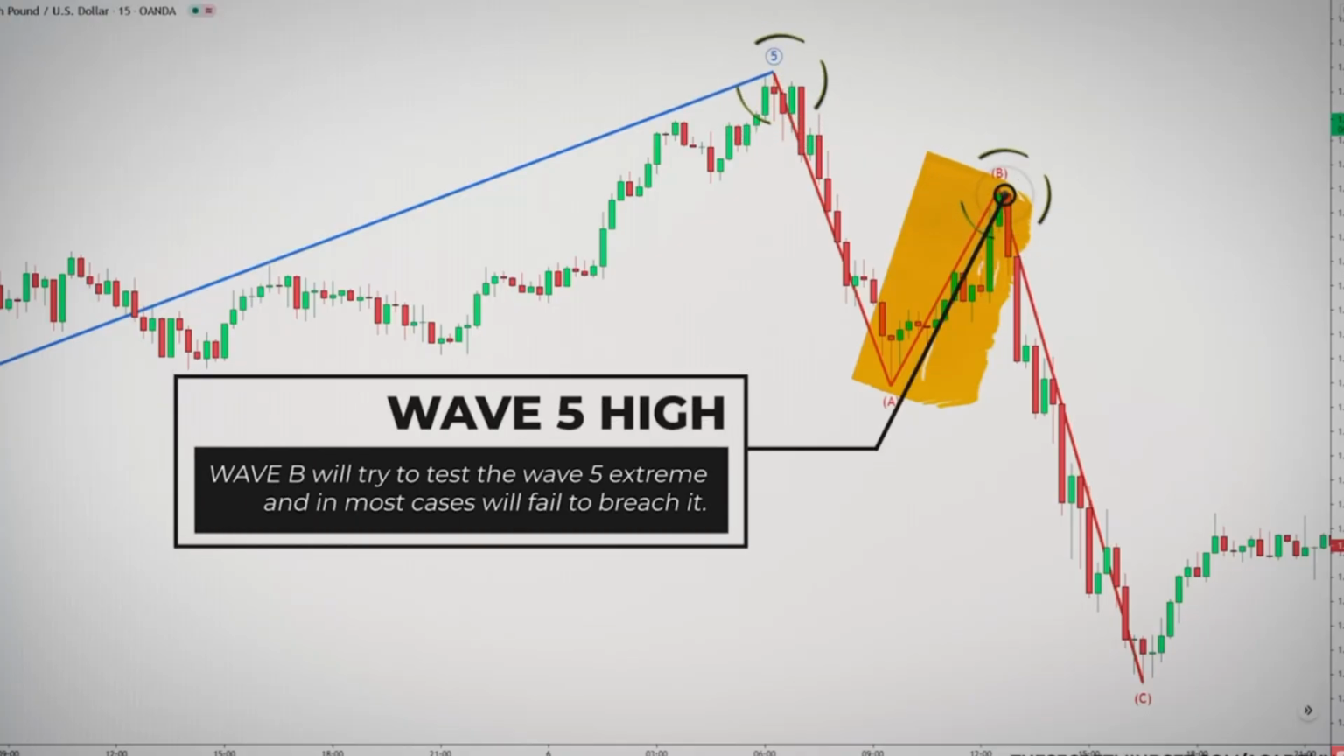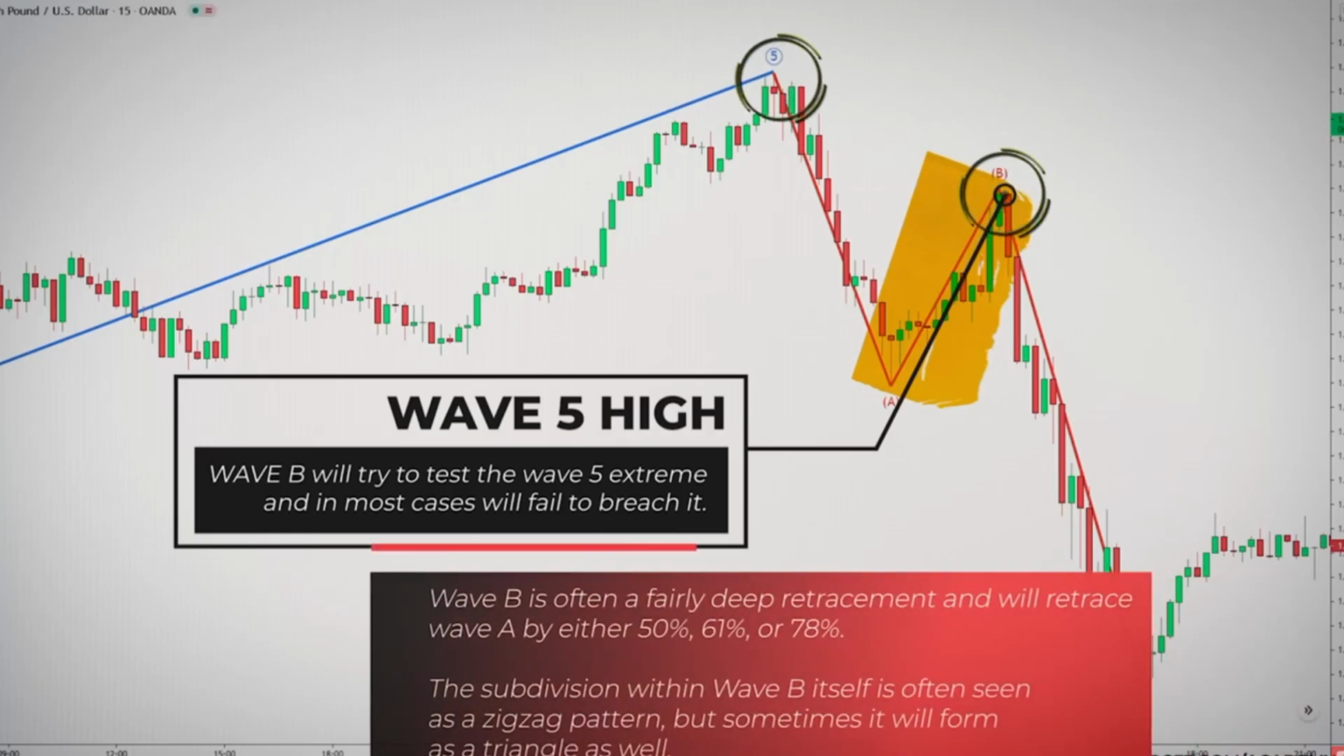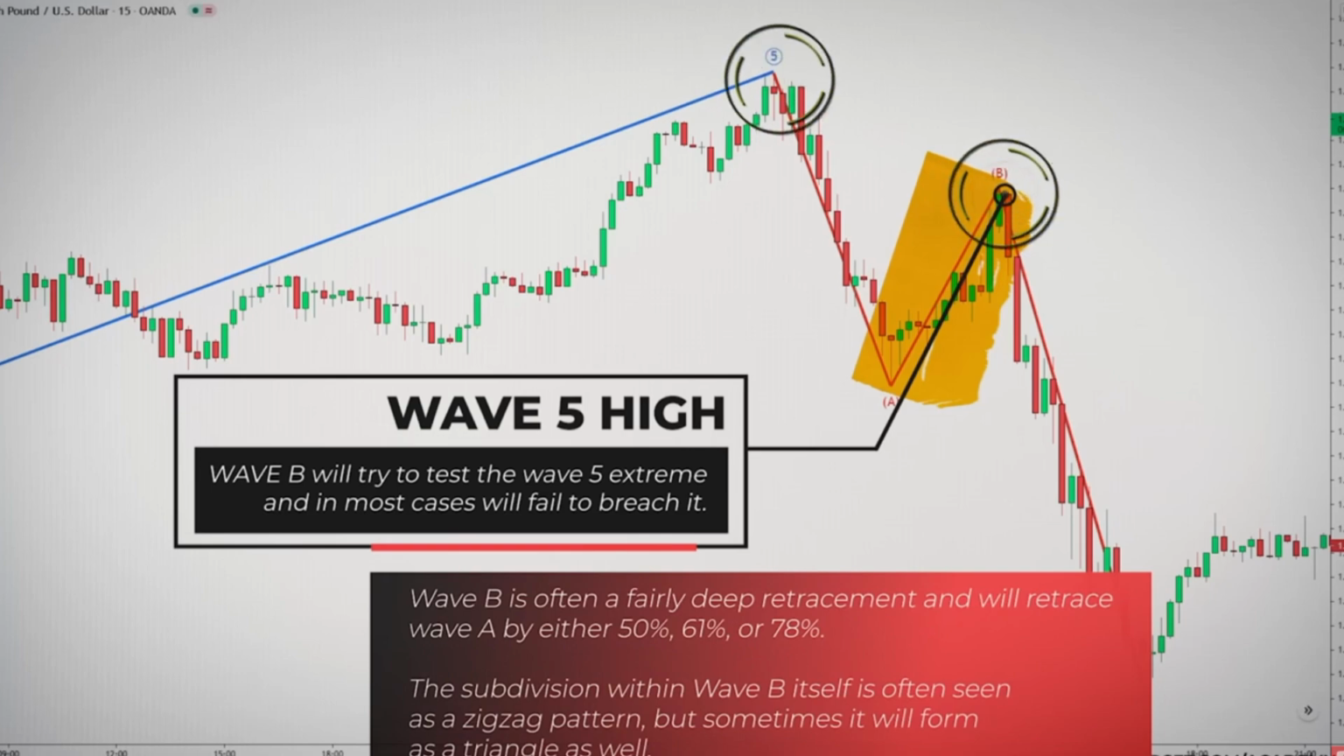This doesn't always happen. It's quite characteristic for wave B to fail just short of wave 5. Wave B is often a fairly deep retracement and will retrace wave A by either 50%, 61%, or 78%. The subdivision within wave B itself is often seen as a zigzag pattern, but sometimes it will form as a triangle. One of the best trades within the Elliott Wave sequence is to fade the wave B price move as it nears its terminal point.